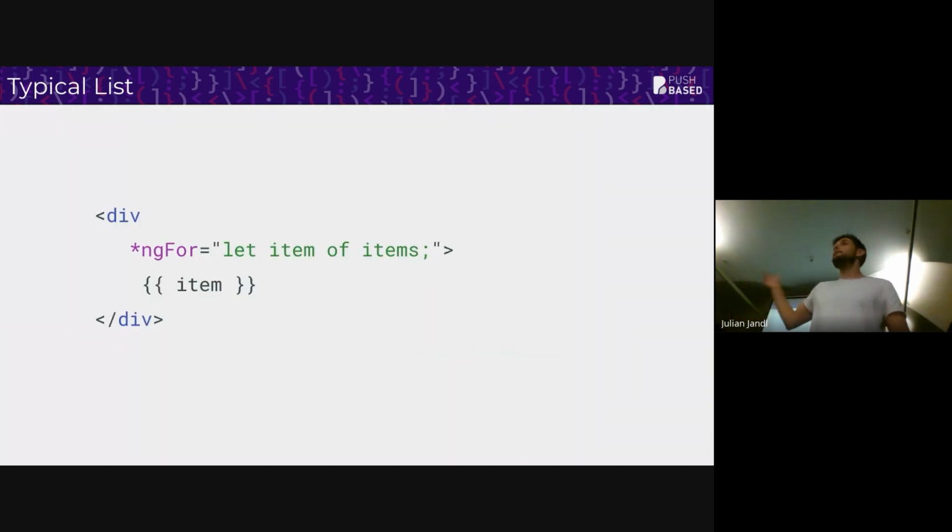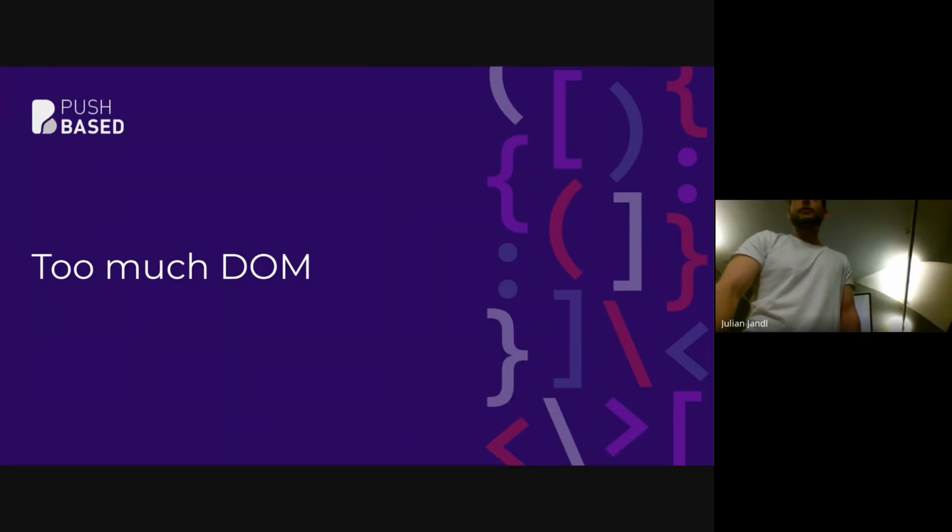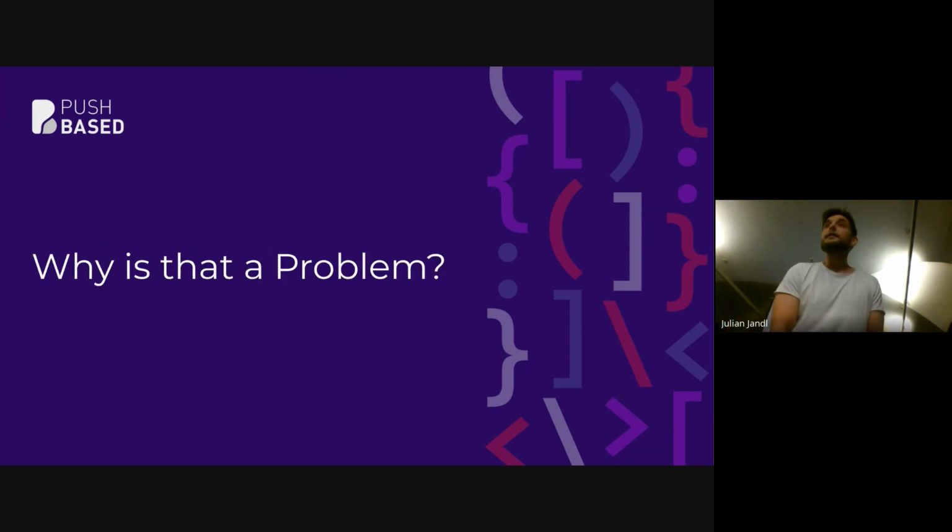So first of all, how do we implement those simple lists? Of course, we use ngFor and iterate over our stuff and just render items like we used to do. So you open up the dev tools because your client called and everything's crashing, and you see you have 26,000 DOM nodes just to render this list. It has 500 items, by the way. So it shouldn't be too much, but you see 26,000 DOM nodes, it's a lot. And that is actually a problem, and the problem is too much DOM. So why is it a problem?